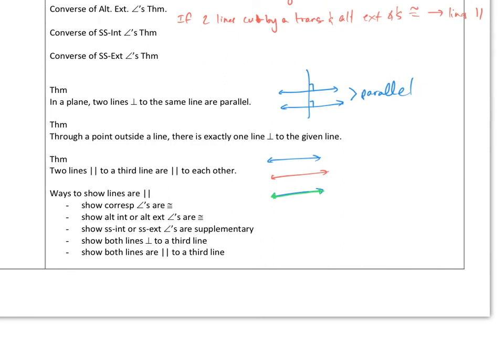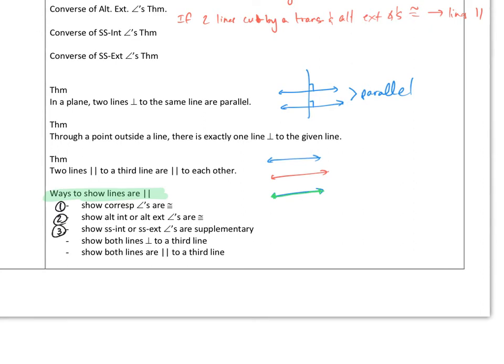This you need to make sure you understand. This is how we show lines parallel. The first way is, oops, let's use the pen tool. The first way is to show corresponding angles are congruent. The second way is to show alternate interior or alternate exterior angles are congruent.